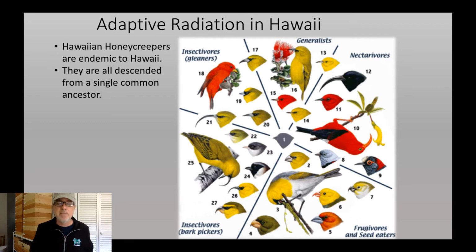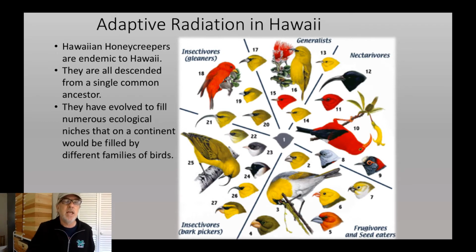They are all descended from a single common ancestor, and they have evolved to fill numerous ecological niches that on a continent would be filled by different families of birds. So, for example, this one family contains nectarivores. They subsist mainly on nectar. Frugivores, fruit eaters and seed eaters. Insectivores that glean insects off bark, and insectivores that glean insects off leaves, as well as some generalists. So here, from a single species that reached Hawaii, we now have some 27 species.